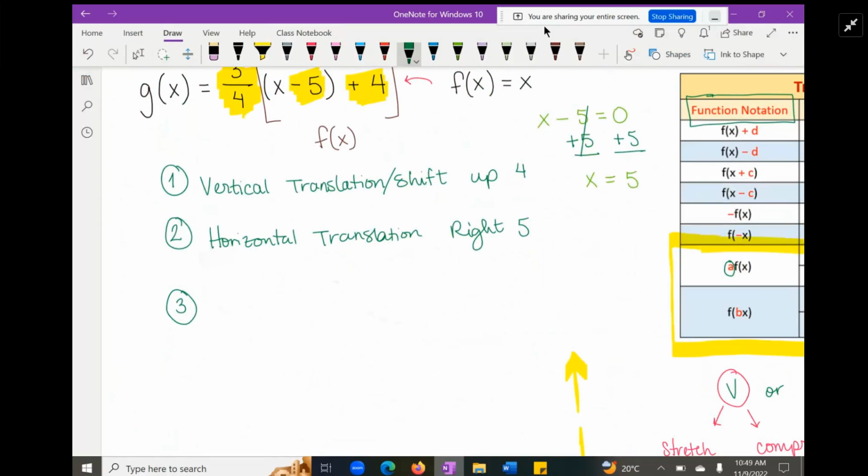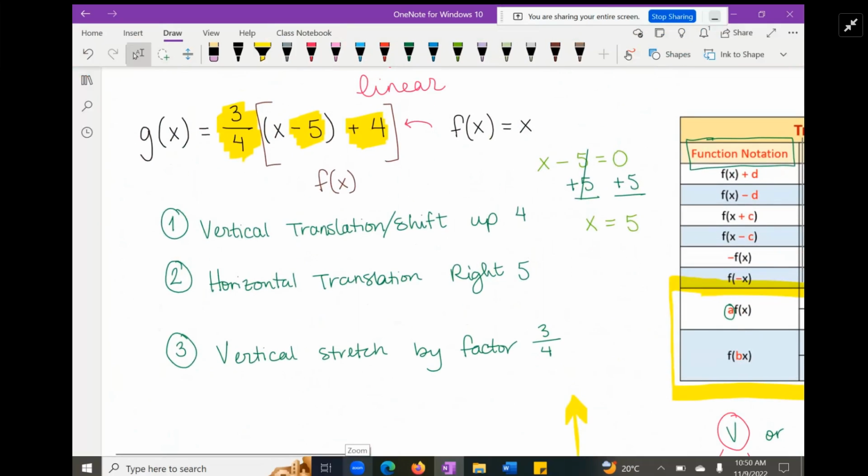So to wrap this up, we have the final transformation, which is a vertical stretch by a factor, because this is like a scale factor, right? A factor of 3/4. Okay. And that is probably it for the answering of this question.